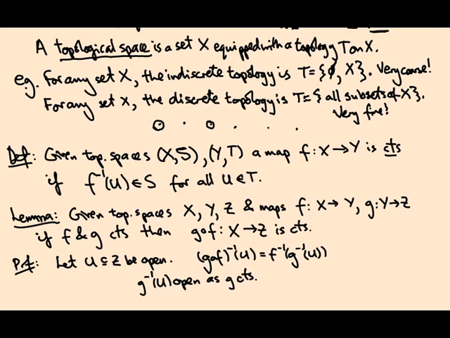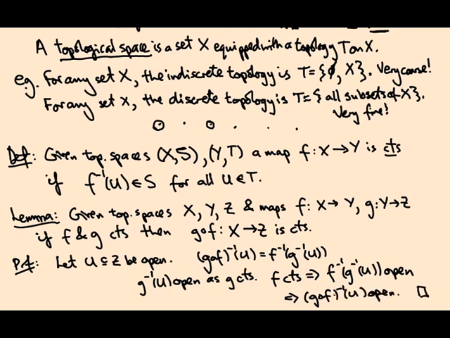And because G inverse of U is open and because F is continuous, F inverse of G inverse of U is open. So F is continuous. That implies F inverse G inverse U is open. And that tells me that this G compose F inverse of U is open, because that's equal to F inverse G inverse U. Which is what I wanted. The pre-image of an open set under the composition is open. So you can see this definition really makes this lemma very easy to prove.